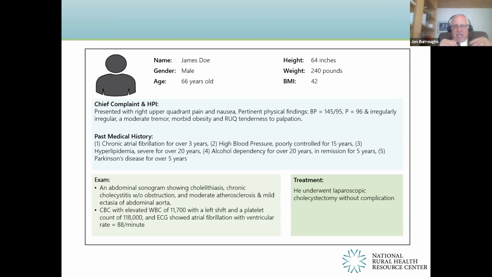So an exam is done, and an abdominal sonogram shows the gallbladder disease, chronic cholecystitis, that means he needs a cholecystectomy, he needs his gallbladder removed, and moderate ectasia of the abdominal aorta. Now that's an incidental finding. The patient didn't come in here with that, but that's important to note. Why? It indicates significant peripheral vascular disease.